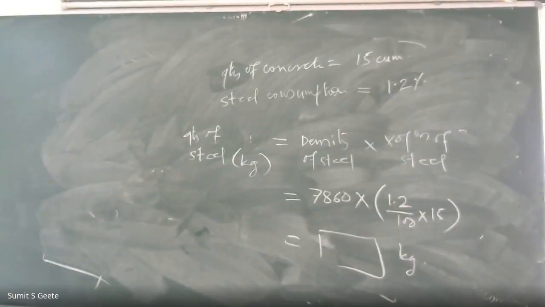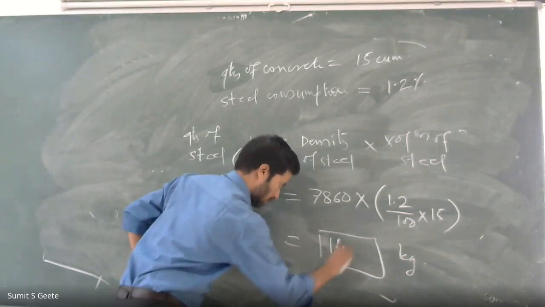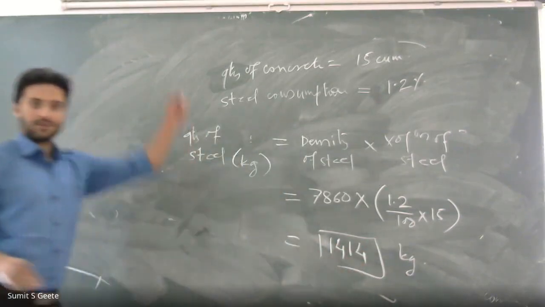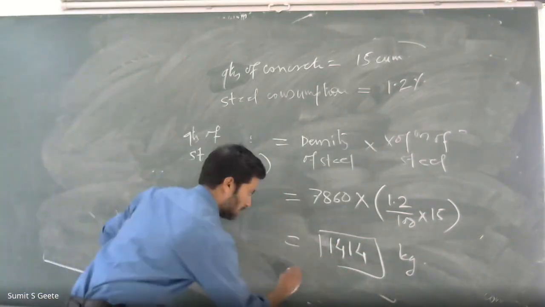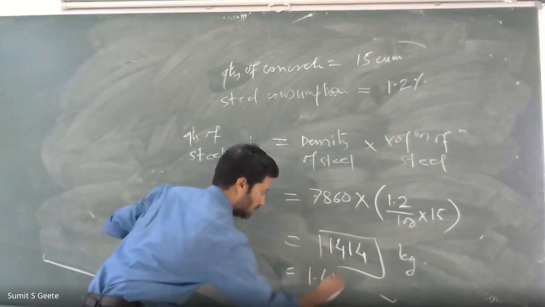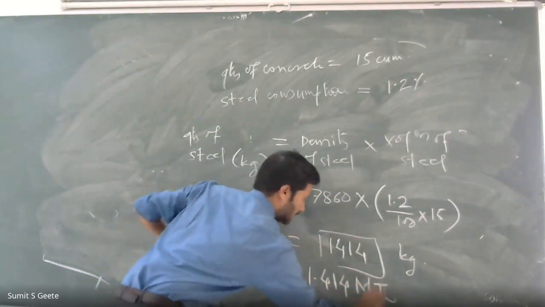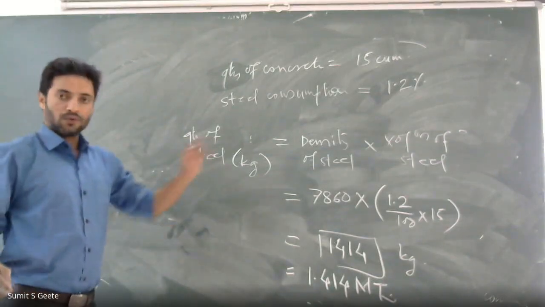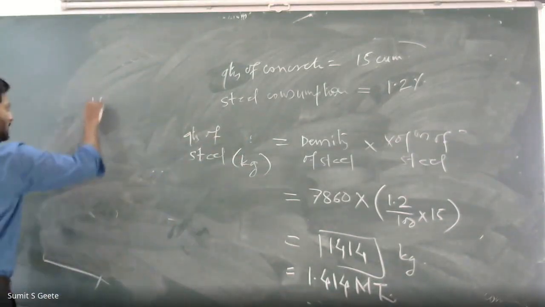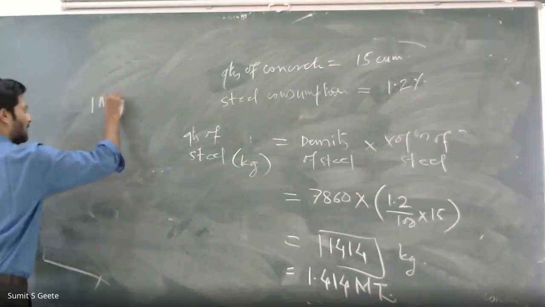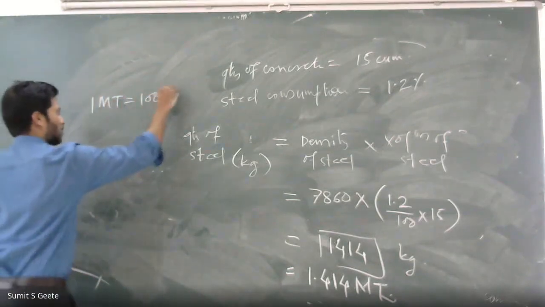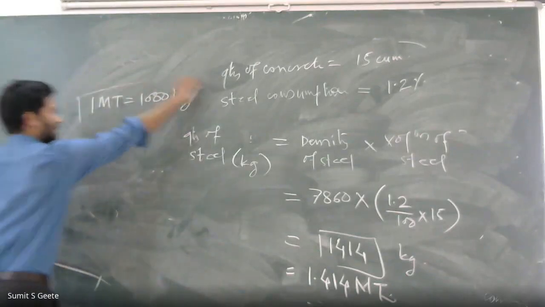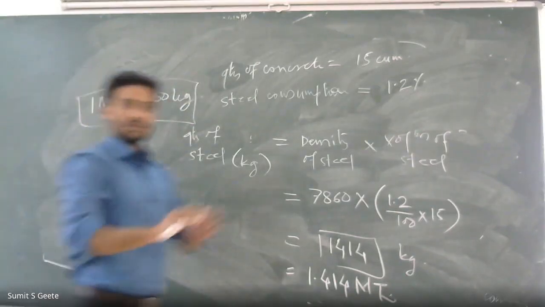How much? It is 1414 kg. Clear? So therefore this becomes 1.414 metric ton. 1 metric ton is equal to 1000 kg. This is the simple fundamental we are going to utilize.